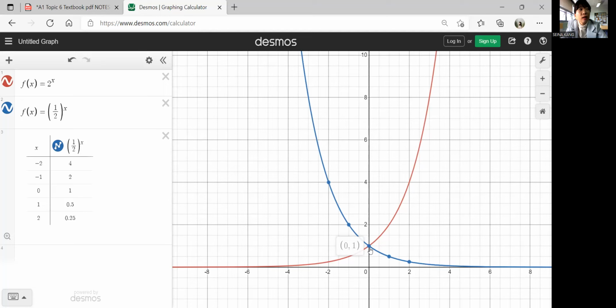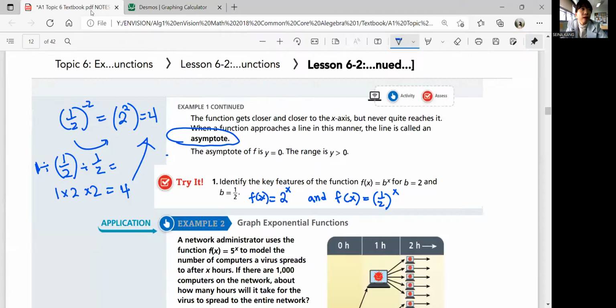And then when the powers get positive, then you have fractions, because your base is a fraction. So when x is equal to 1, you get 1/2. When x is equal to 2, you get 1/4. And then when x is equal to 3, you get 1/8, and so on. And then 1/16, 1/32, and so on. So it's kind of a reciprocal of the base 2. Okay, so let's record that.